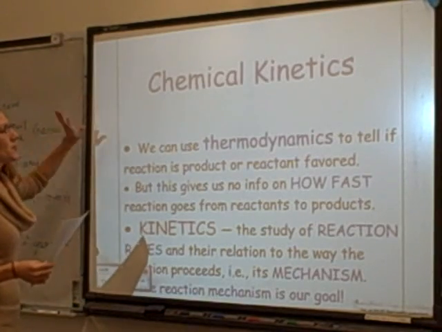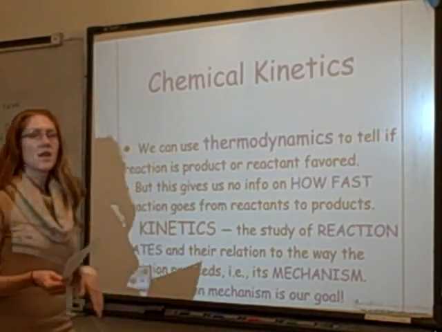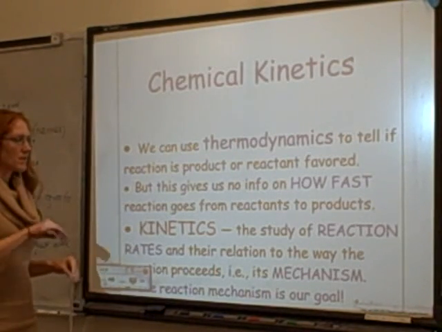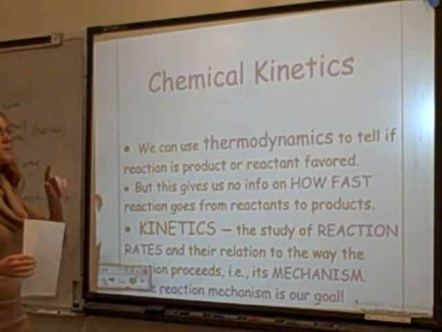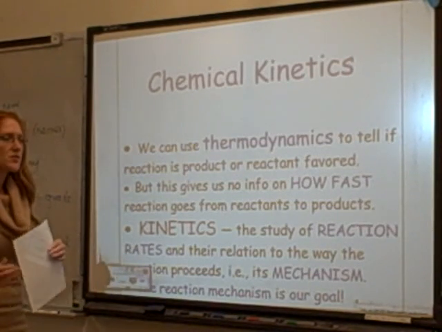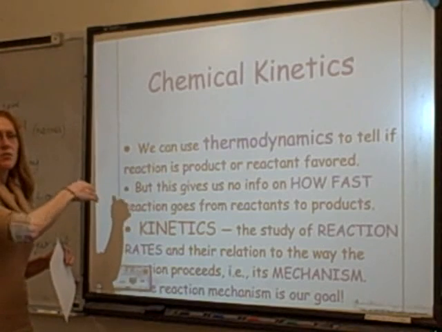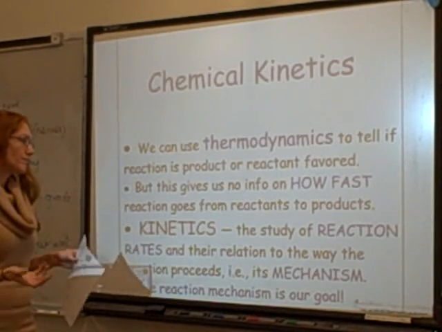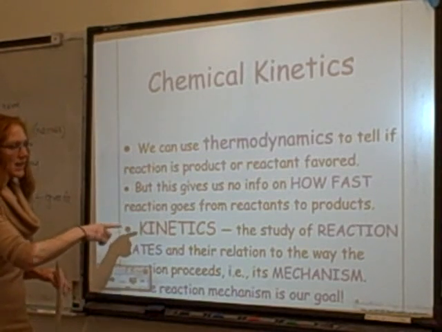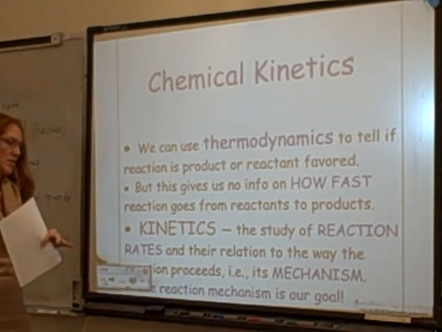So we just finished looking at thermodynamics, and thermodynamics tells us if a reaction is going to happen. Basically, things become more stable. So we use thermodynamics to tell if a reaction is product or reactant favored. So will you proceed to make more products, or will you keep your reactants? But it doesn't tell us how fast a reaction occurs. Kinetics is how fast something's going to happen.